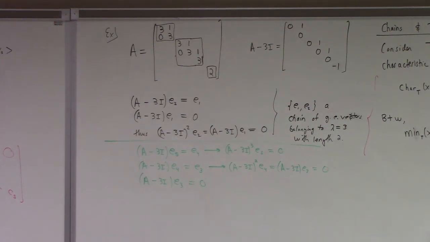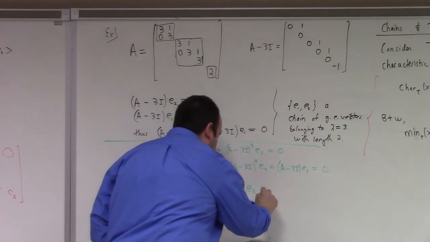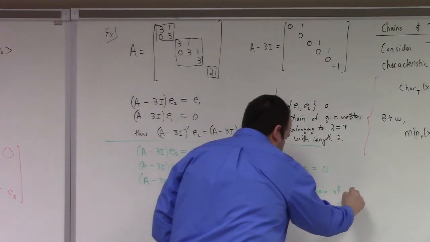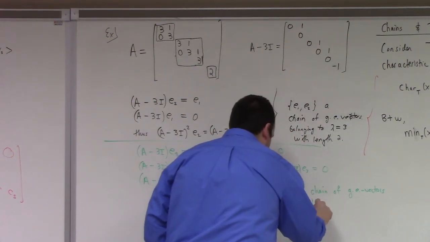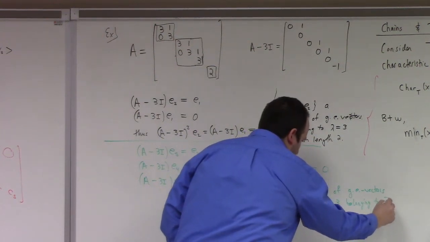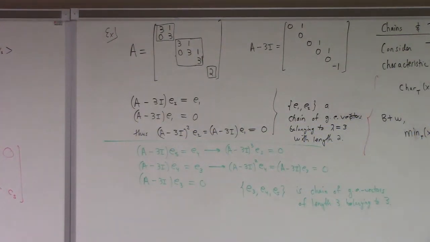E4 is a generalized eigenvector, order 2. E3 is a generalized eigenvector, order 1. In other words, it's just a plain old garden variety eigenvector. You put these together, and you got a chain. E3, E4, E5 is a chain of generalized eigenvectors of length 3 belonging to 2, 3. Okay.